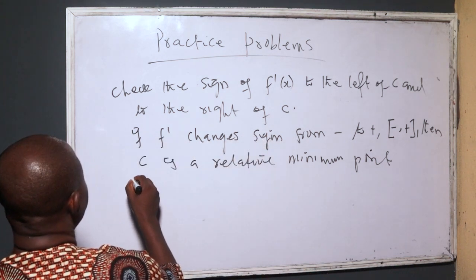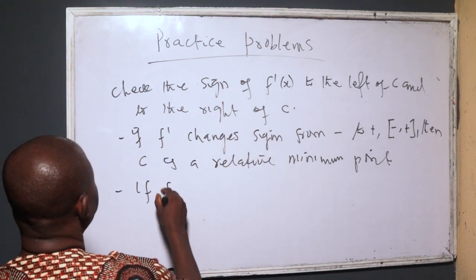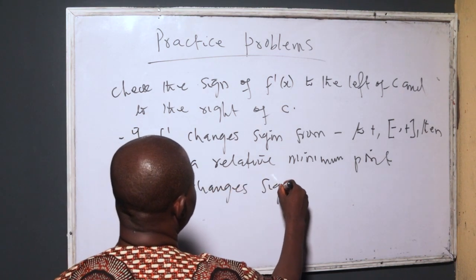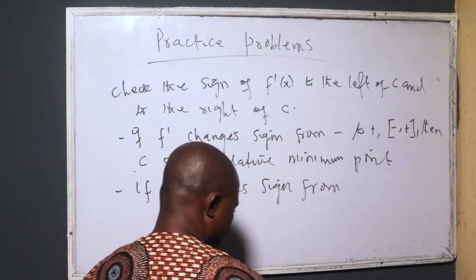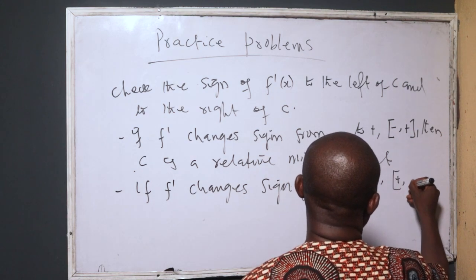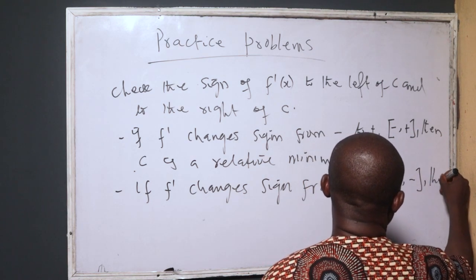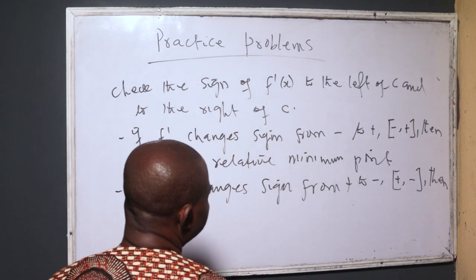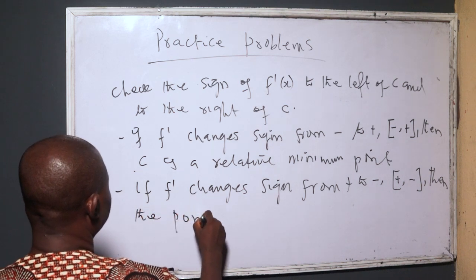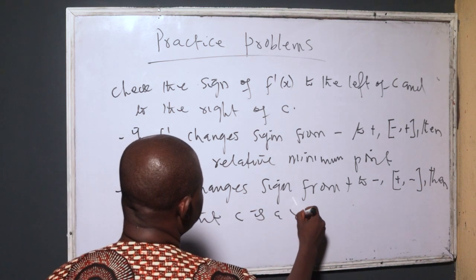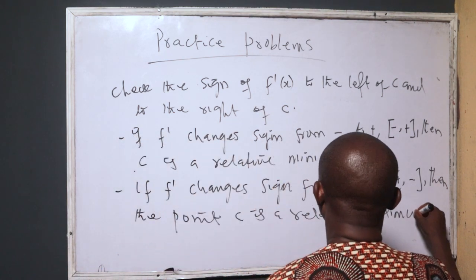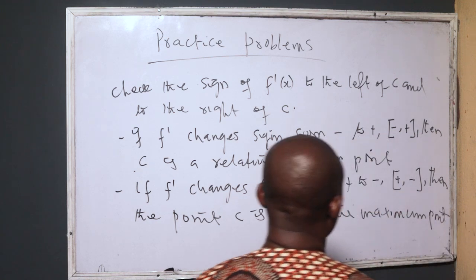Okay? If, on the other hand, f prime changes sign from positive to negative, I put it in this box, plus to minus, then the point C is a relative maximum point. So that is what we do.